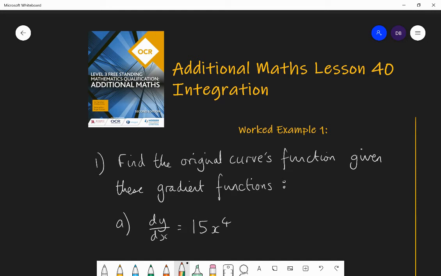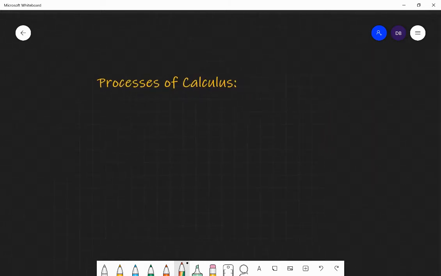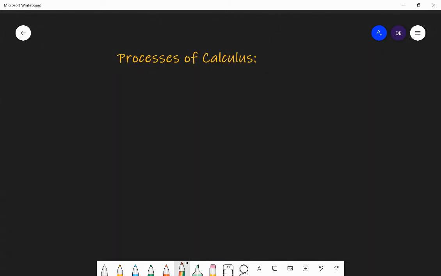Hello and welcome to Lesson 40 of Additional Maths with Mr. Barrow. And today we're going to be looking at integration, which is the reverse process of differentiation, and both are part of calculus. Before we go through this worked example, I want to talk about integration as a whole, and how it fits within the processes of calculus.